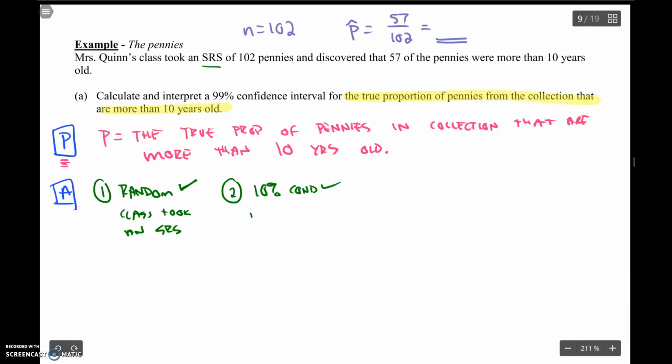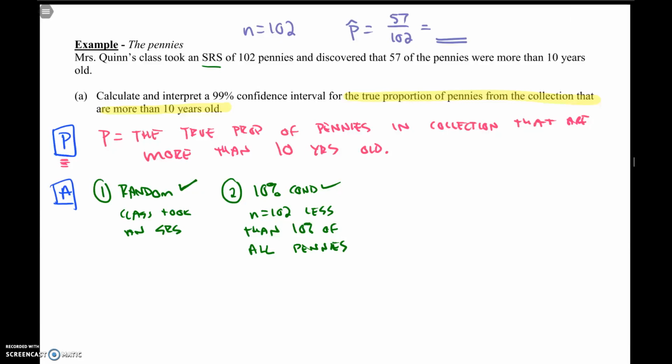10% condition. Probably checks off. We got 102 pennies, so is n equals 102 less than 10% of all pennies? Well, I don't really know. I don't know how many pennies were in the collection. This is kind of why we call it an assumption, not just the condition. So the condition is a 10% condition. My assumption is that there's more than 10%. There's more than basically 1,020 pennies in the collection. So that's going to be my assumption. If I'm wrong, then this check fails, and my interval is not going to be reliable. Actually, it's going to be more reliable because this is a good check to fail, but whatever.